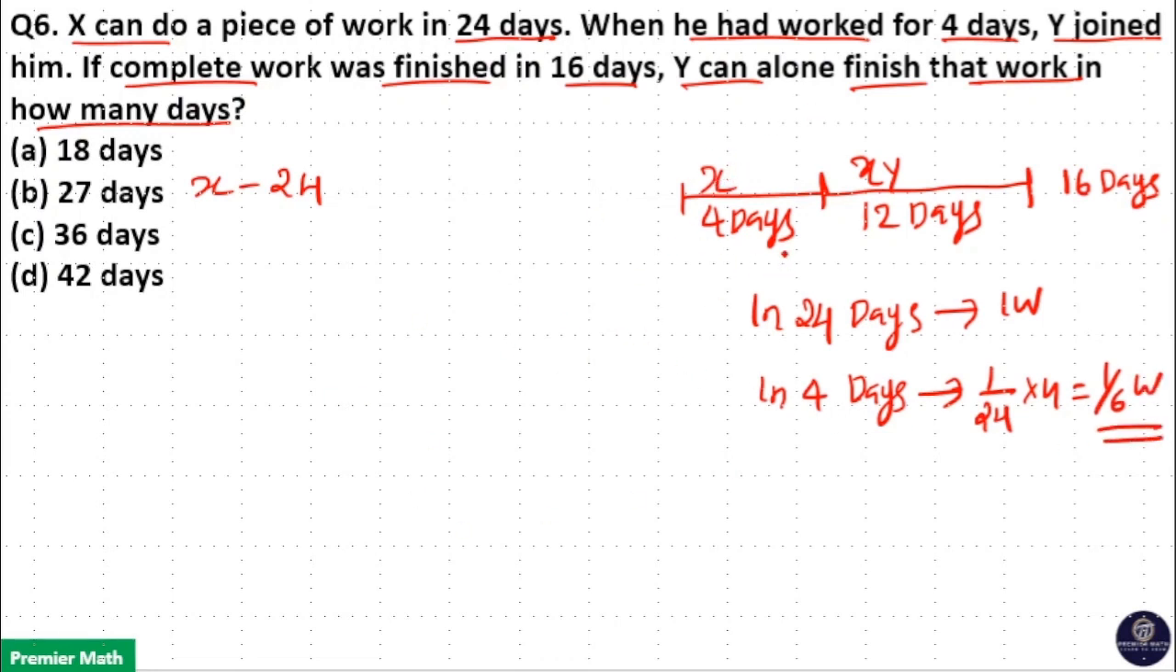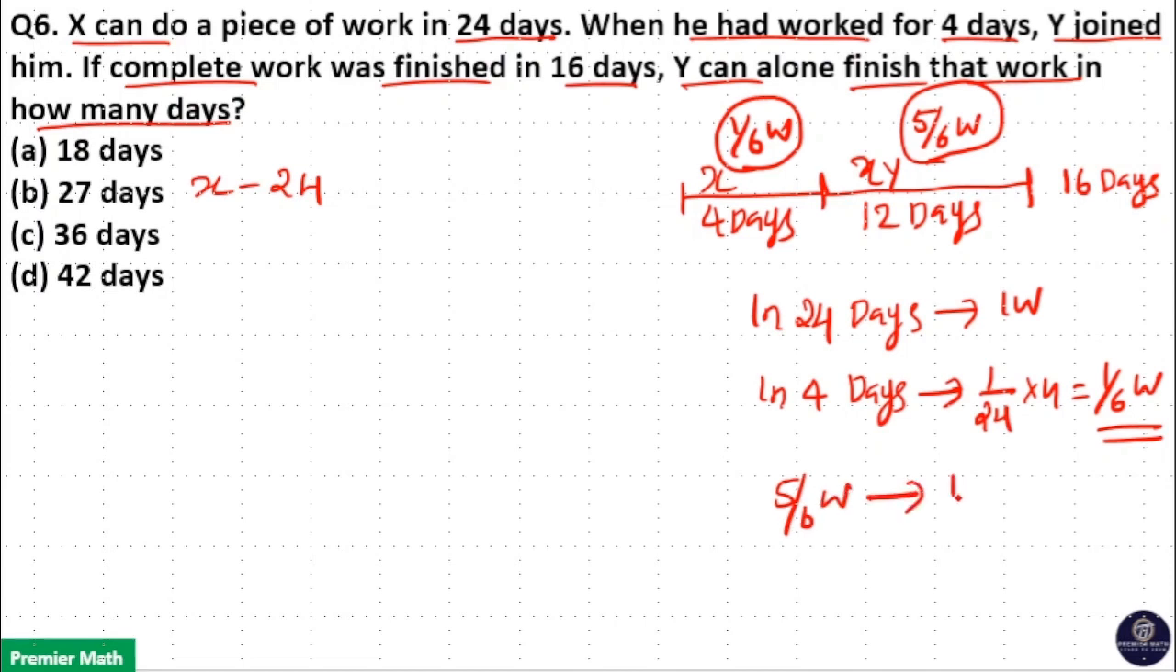Now, if 1 by 6 work is completed by X in 4 days, the remaining work is 1 minus 1 by 6, which is equal to 5 by 6 work. So 5 by 6 work is completed by X and Y in 12 days. That means one work is completed by X and Y in how many days? 12 into 6 by 5 days, which is equal to 72 by 5 days.